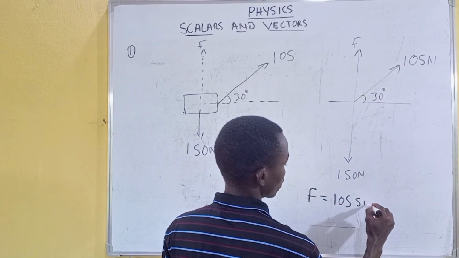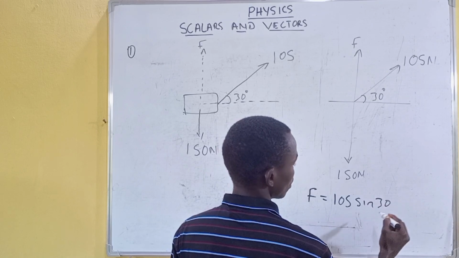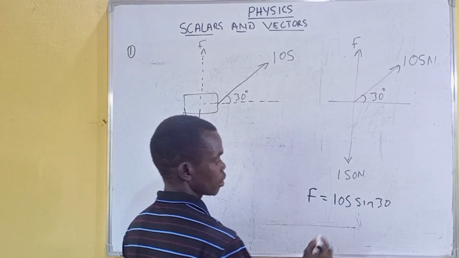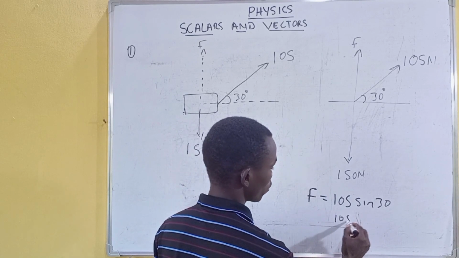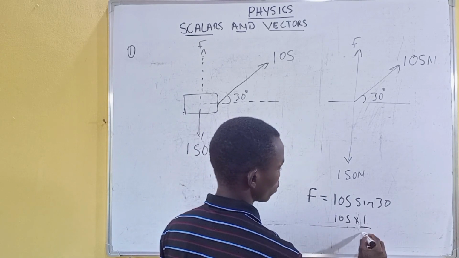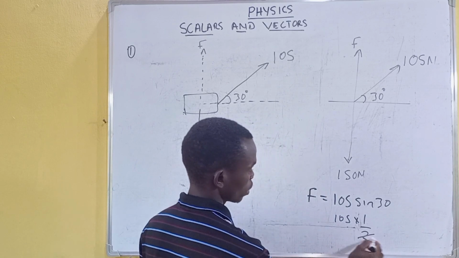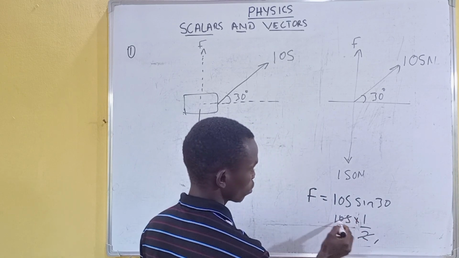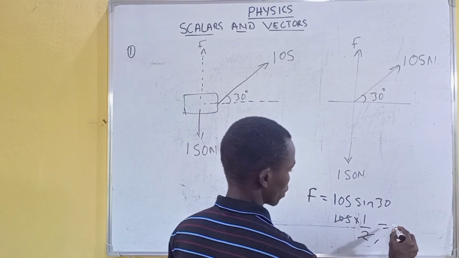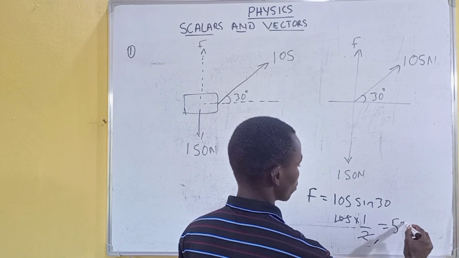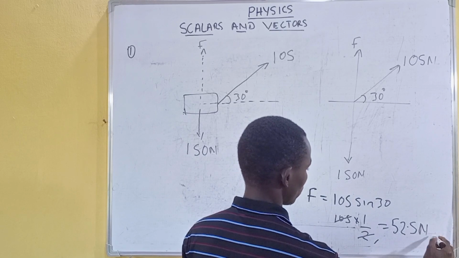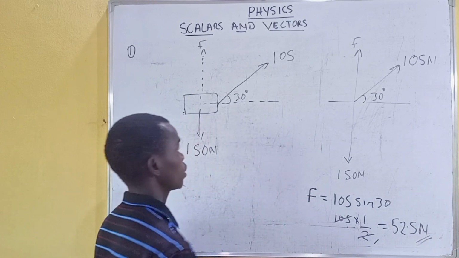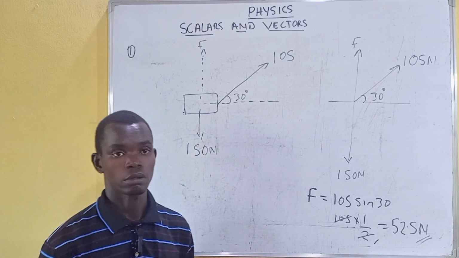sin 30. Here sin 30 is equal to 1 all over 2. Therefore, this will now be 105 times 1 all over 2, which gives 52.5 Newton. This is our answer to this question.